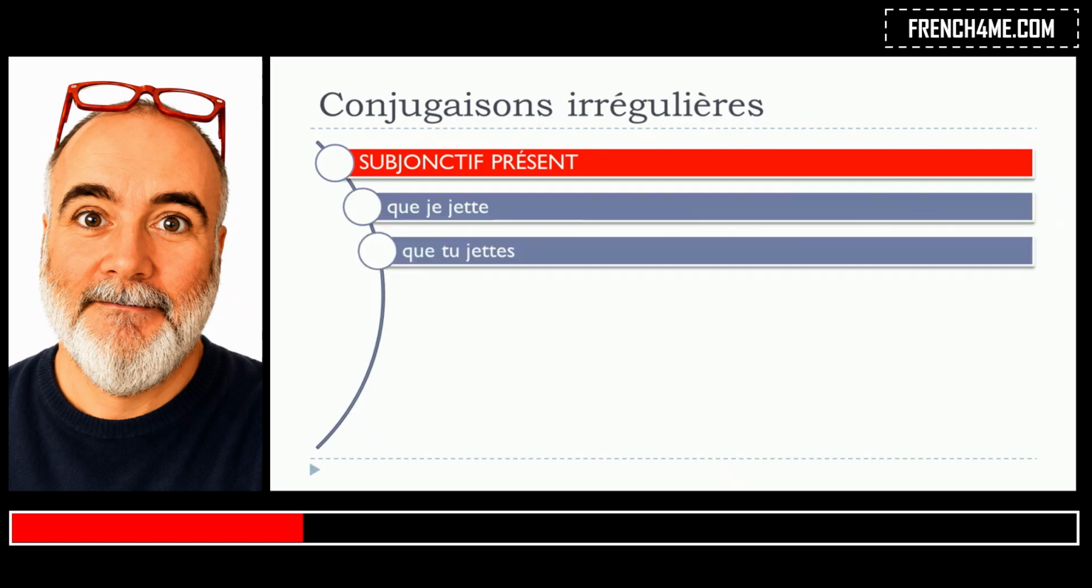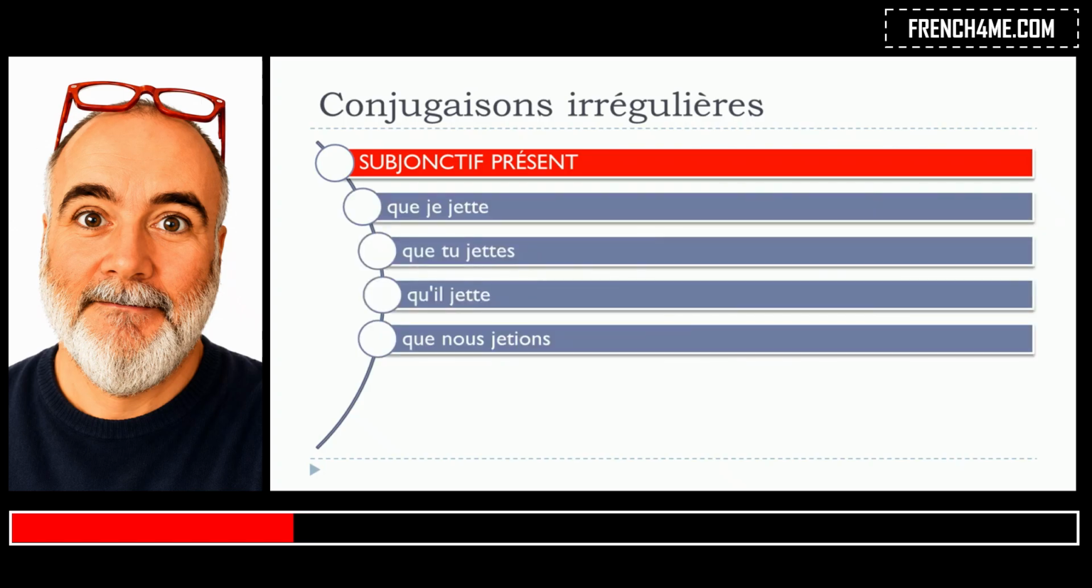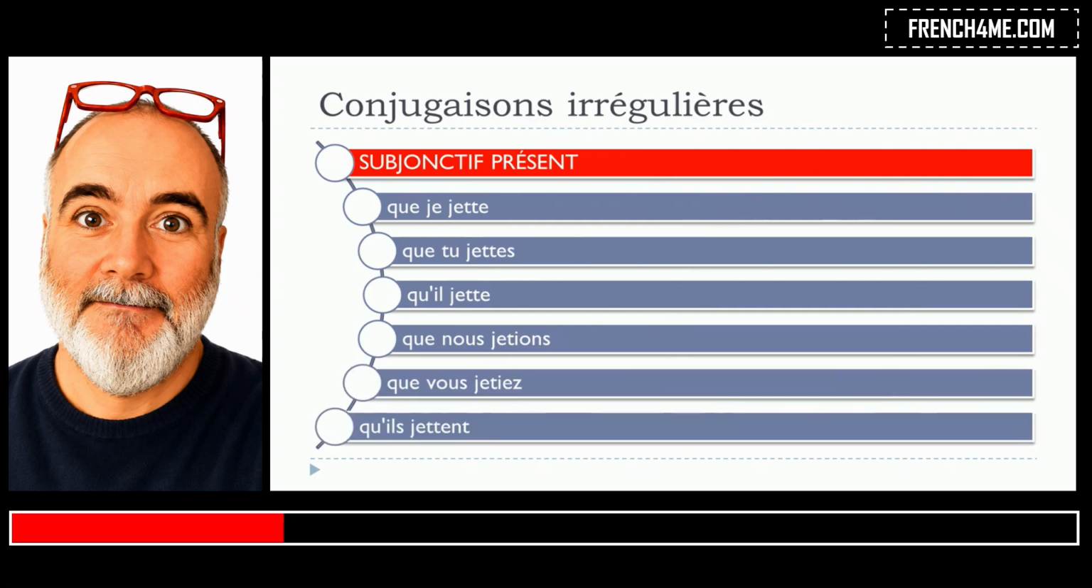Que je jette, que tu jettes, qu'il jette, que nous jetions, que vous jetiez, and then qu'ils jettent. So what can we see here? We can see that je, tu, il, and ils will be affected because you will have to, as we did previously, double this letter. But then nous and vous, you don't touch them, you just follow the rule of construction of the subjonctif présent for the verbs from the first group. Okay, so que je jette, que tu jettes, qu'il jette, que nous jetions, que vous jetiez, and then qu'ils jettent.